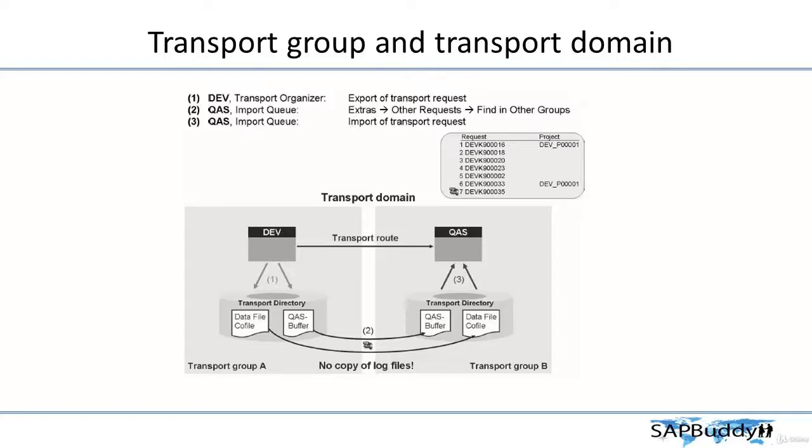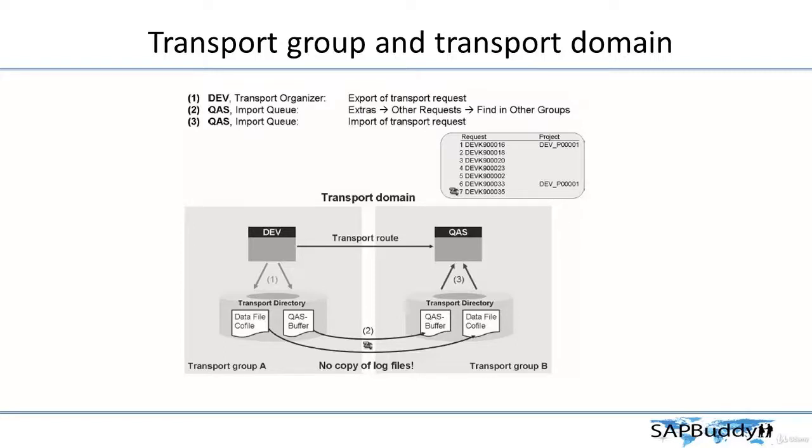Or in case your hardware platform or your operating system prevents access to the central location, in that case also you can set up different directories. You can set up a different group. The second group will have its own transport directory.